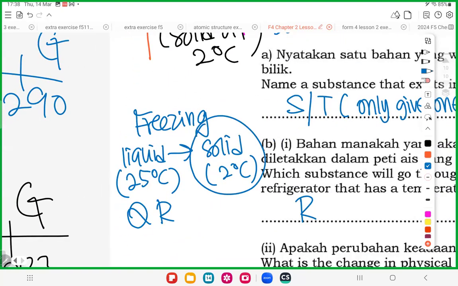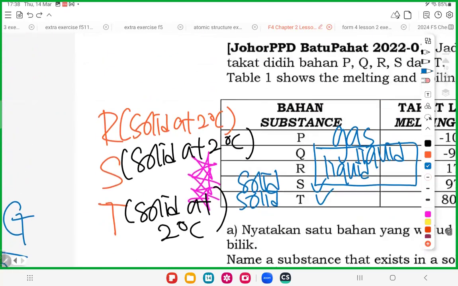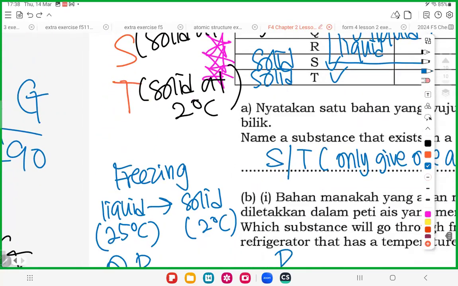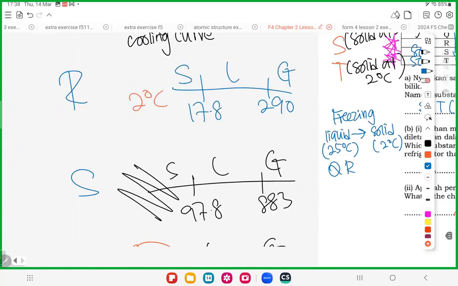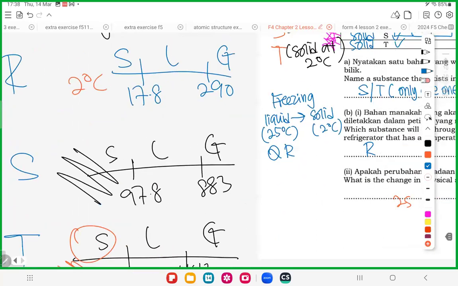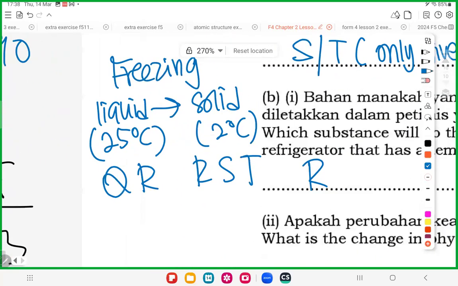Q and R are liquid at room temperature. Who is solid at 2 degrees Celsius? The solid just now, if you figure out, is substance R, S, and T. True or not? Do you see who is in common? Only substance R is possible.